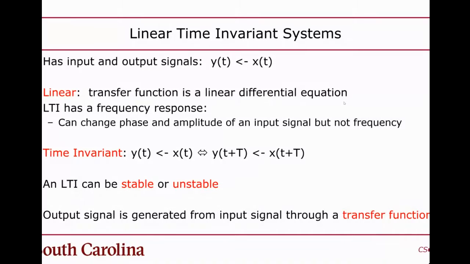So a linear time invariant system has input and output signals. I mentioned that the reason it's called linear is that it's a differential equation that's linear, where you can basically add together functions or derivatives of functions or integrals of functions, and you can multiply those by a constant scalar. But that's it. Those are the rules that you have to follow.